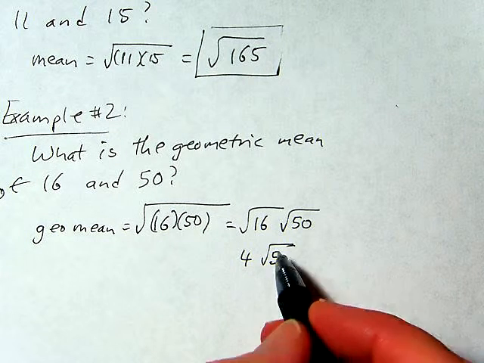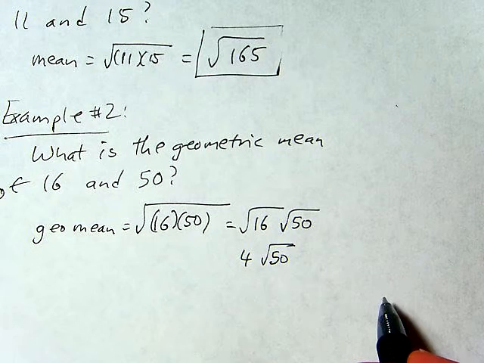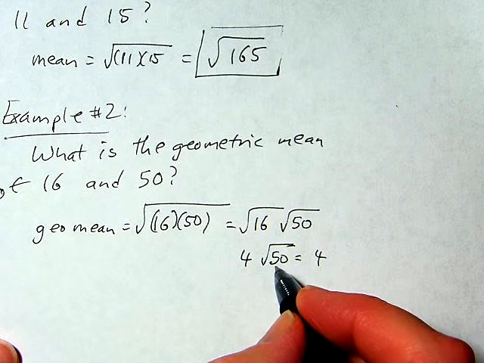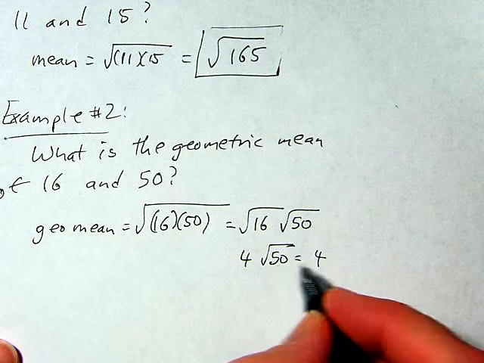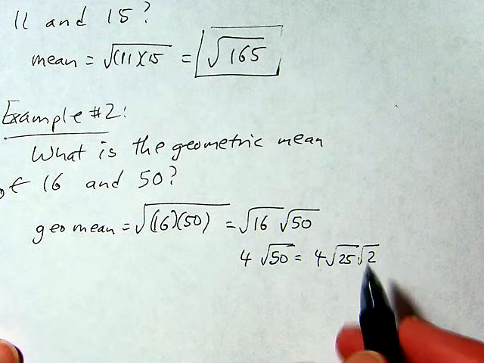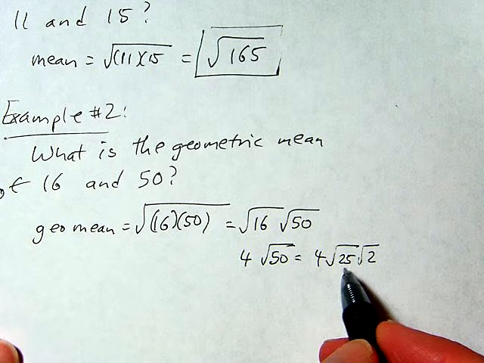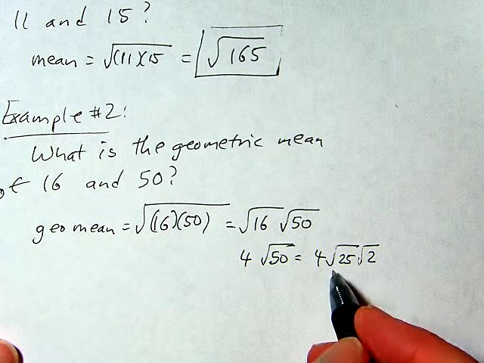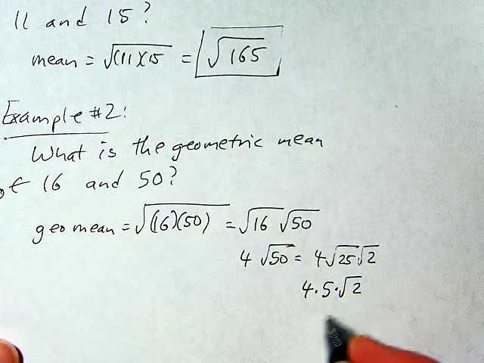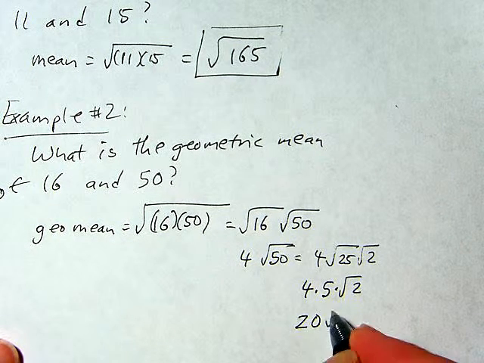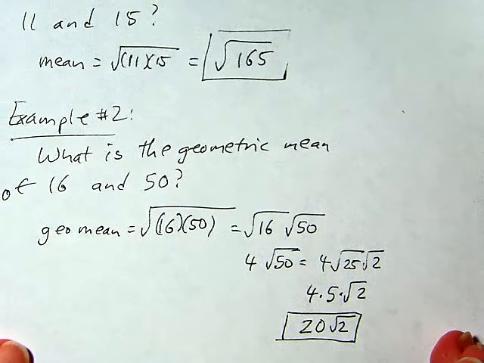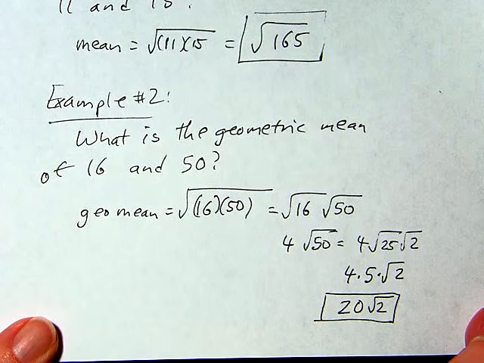Not quite, because there's a perfect square also in the square root of 50. So I can set this equal to 4 times, and I think you'll know that the square root of 25 times the square root of 2 is going to give us the square root of 50. You can multiply under the radical sign, and 25 is a perfect square, which is 5 squared. So this gives us 4 times 5 times the square root of 2, which is the same thing as 20 times the square root of 2. So this is the answer. This is the geometric mean of 16 and 50.